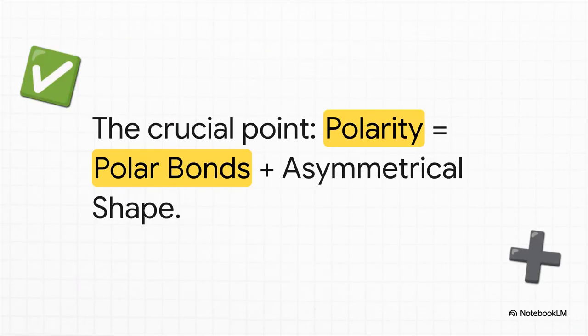So here is the crucial takeaway. This is the one rule to remember. For a molecule to be polar, it needs to have two things: polar bonds and an asymmetrical shape. That's it. That's the secret.